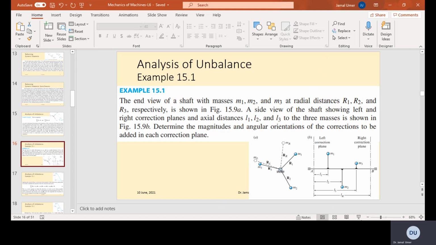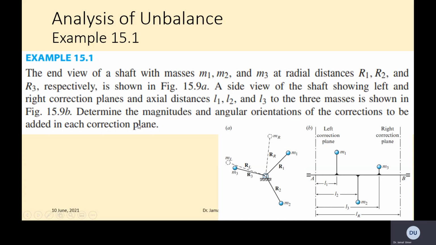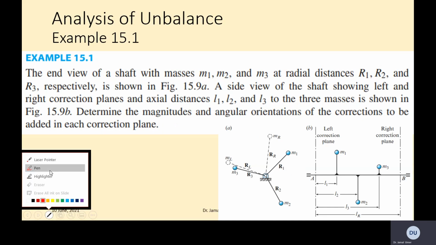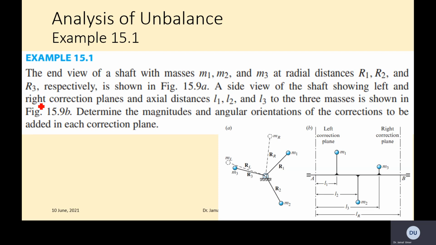So this is one of the examples. So the end view of the shaft, you will have a better idea from here when we solve this one. This is more like a theoretical example. So the end view of a shaft with masses m1, m2, m3. This is the end view from one side actually. So you see the shaft is like that.